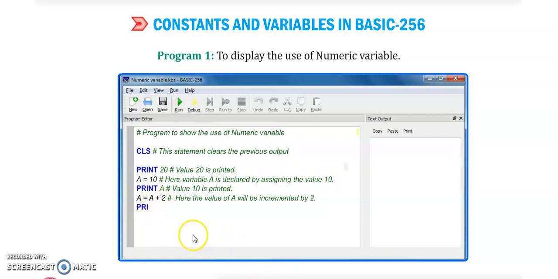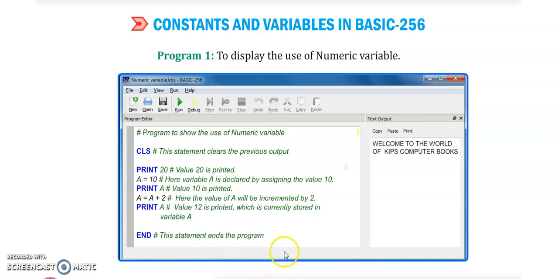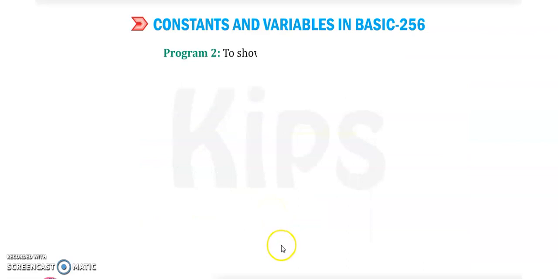Now the value of a is 12. So if we print a, then the output will be 12. So the value 12 is printed, which is currently stored in variable a. Now, for ending the program we have to write the END statement at the end. So this statement ends the program. After that we have to run the program for the output.